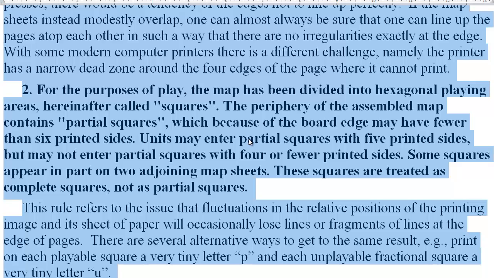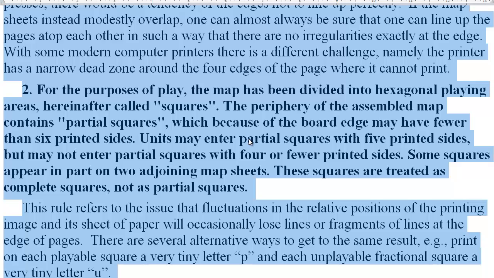So you have partial squares that are not quite complete, where all 6 sides aren't there. So you need a specific rule on whether the partial squares are or are not playable. The answer is that if a square has 5 of its 6 sides printed, or at least most of the 5 printed, it's playable. On the other hand, if you have a square in which you only see 4 or parts of 4 sides, the square is not playable.